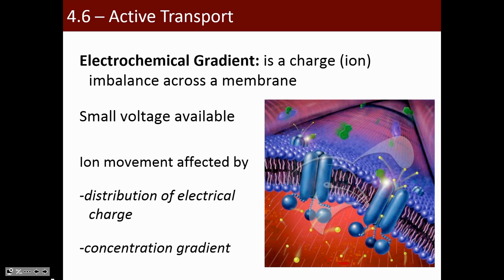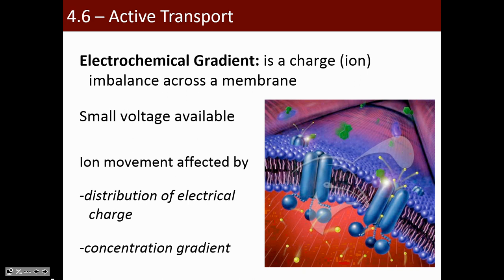But when we think about all these processes we've just been talking about, and moving solutes or moving water, thinking about concentration gradients, frequently we set up in our cells what's known as an electrochemical gradient. And an electrochemical gradient can be a charge imbalance across a membrane where we have lots of positive ions on one side and lots of negative ions on the other side, or lots of ions on one side and no ions on the other side. We end up with a charge imbalance.